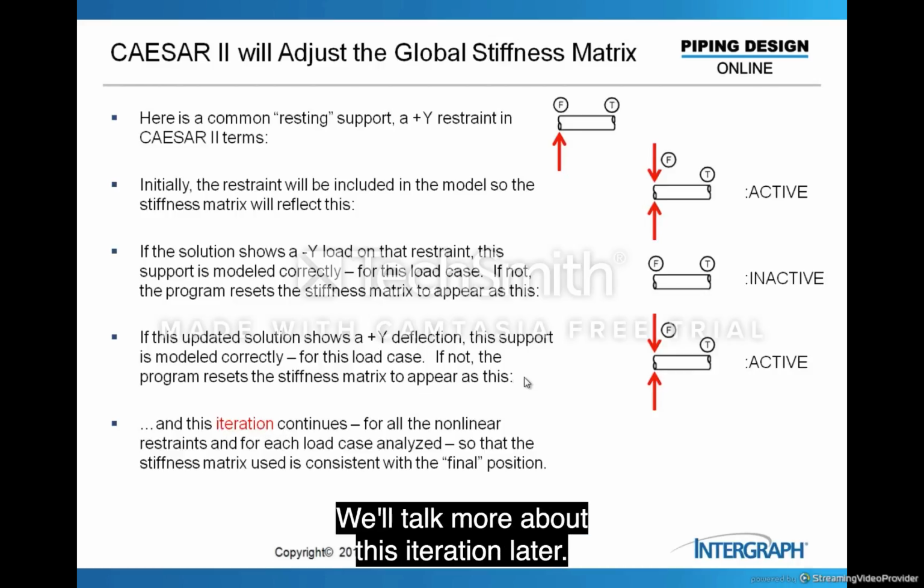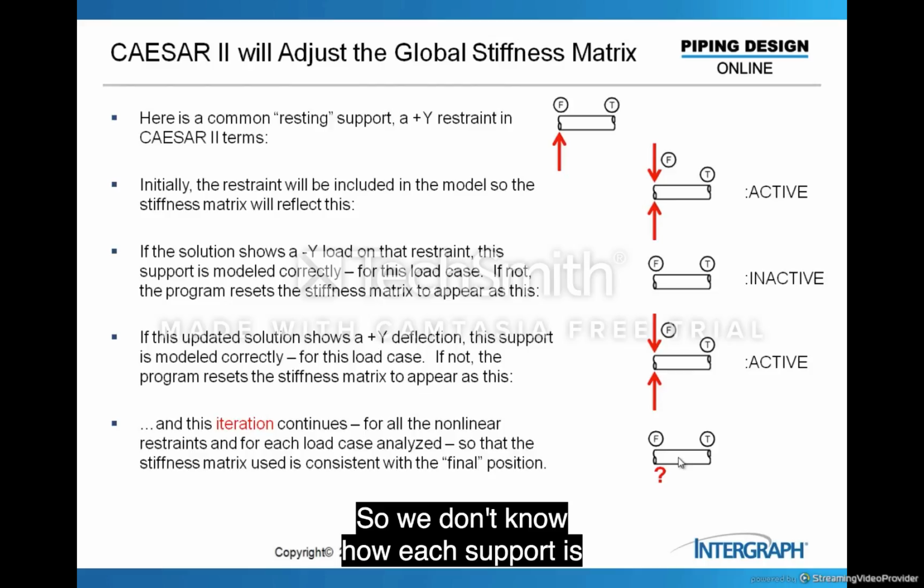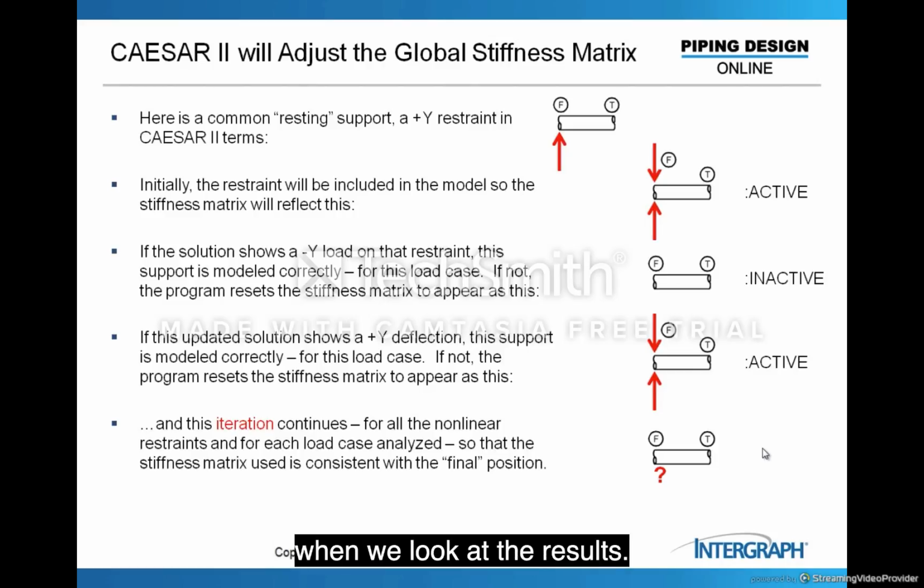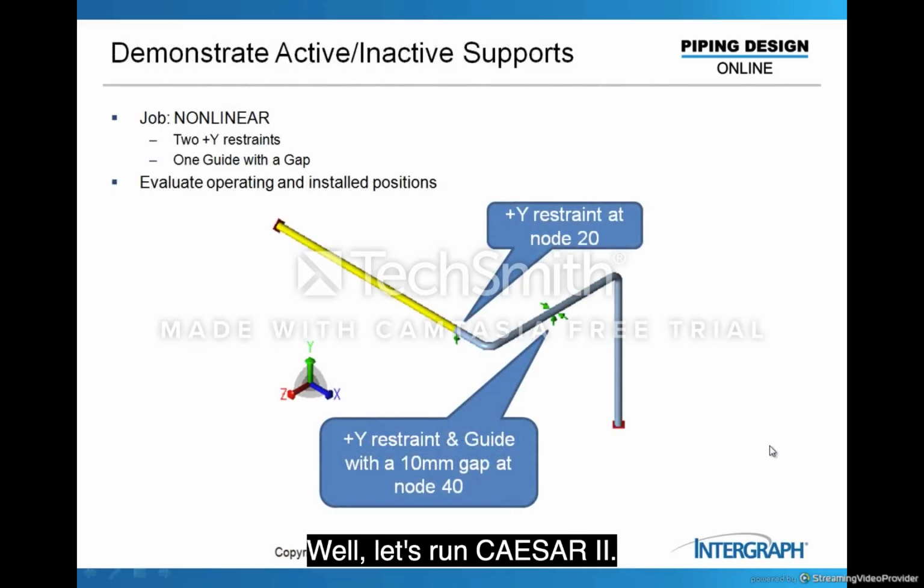We'll talk more about this iteration later. So we don't know how each support is going to work for each load case, and we let the program decide for us. We can check the nonlinear solution when we look at the results. Well, let's run CAESAR II.